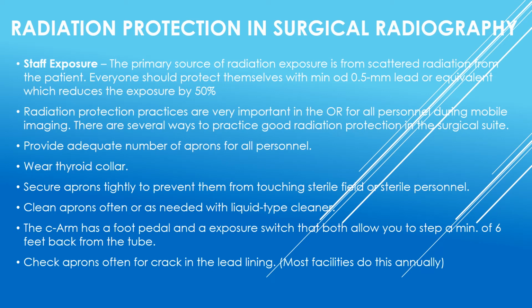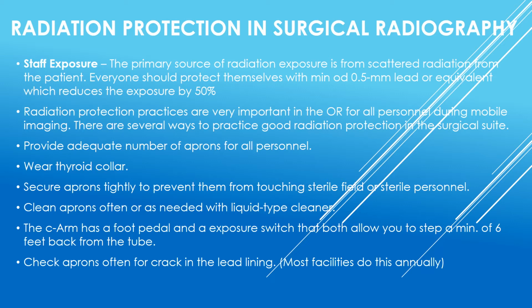Radiation protection in surgical radiography. Staff exposure is the primary source of radiation exposure from scattered radiation from the patient. Everyone should protect themselves with a minimum of 0.5 millimeters of lead or equivalent, which reduces the exposure by 50%. Radiation protection practices are very important in the OR for all the personnel during mobile imaging.